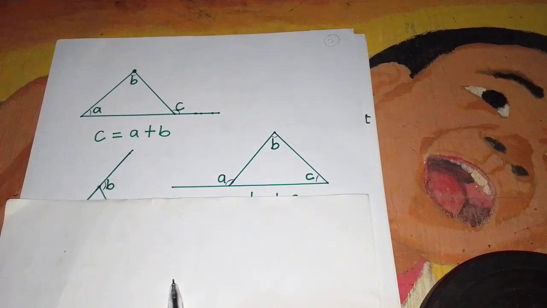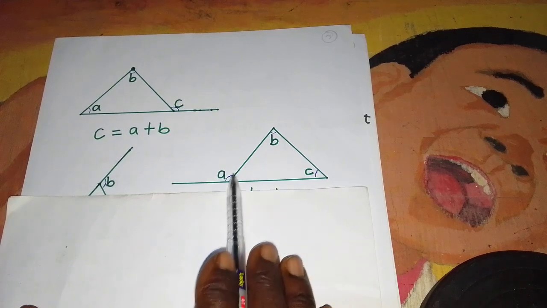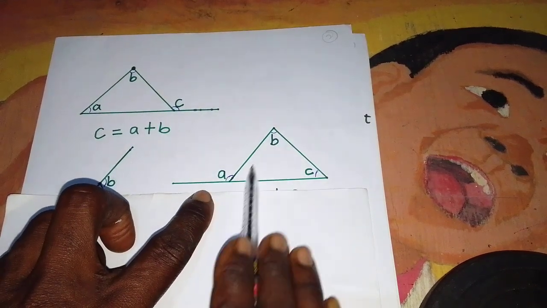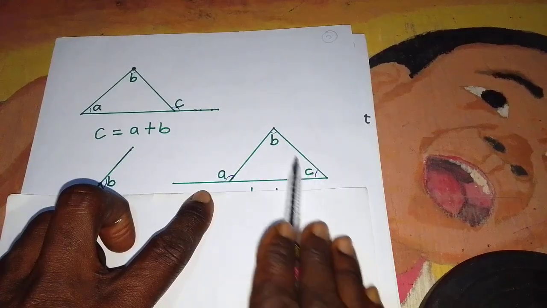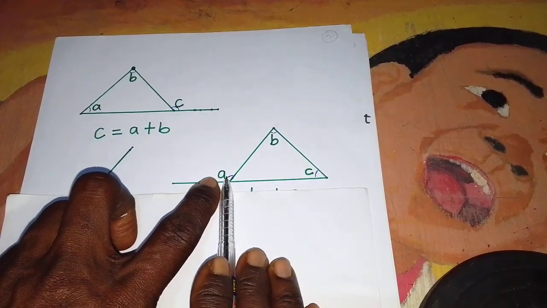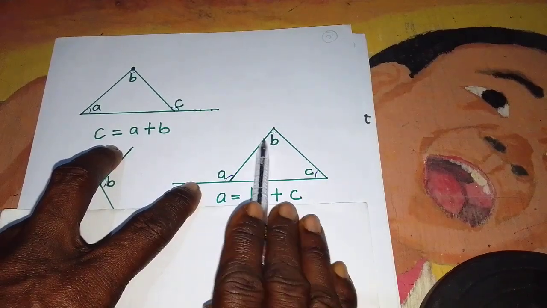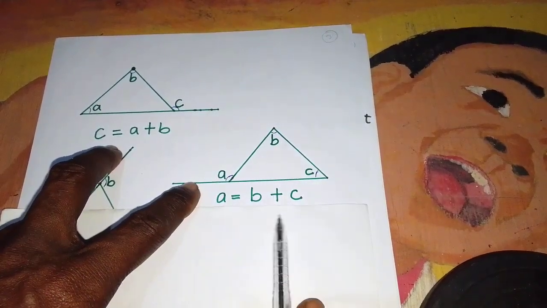Now let's consider this other triangle also. So this is an exterior angle. So these are the angles inside the triangle. So the value of A could be the addition of these opposite two interior angles.